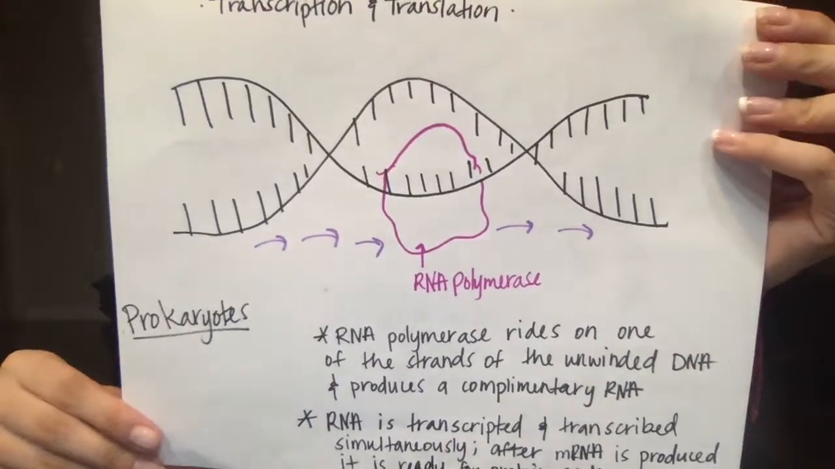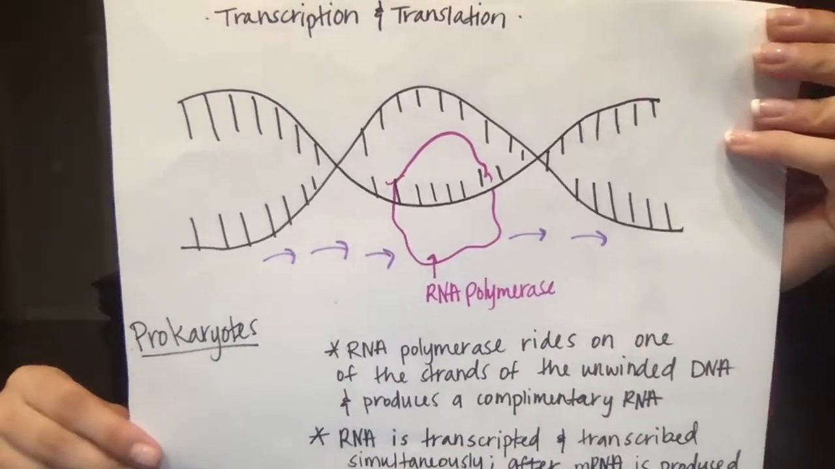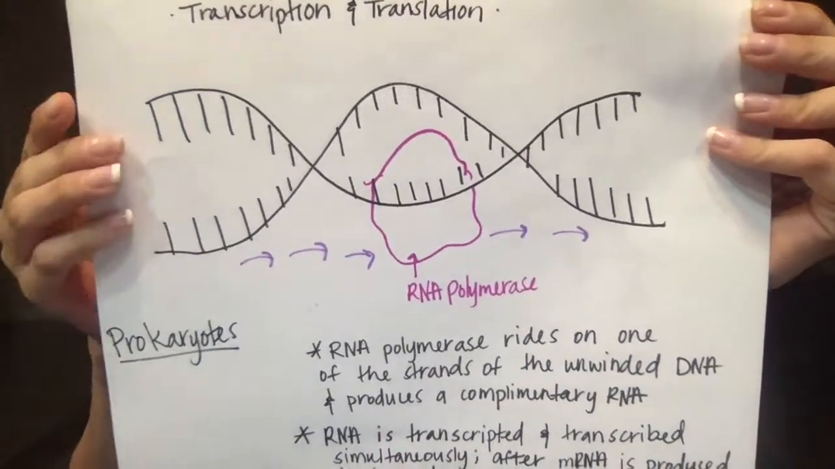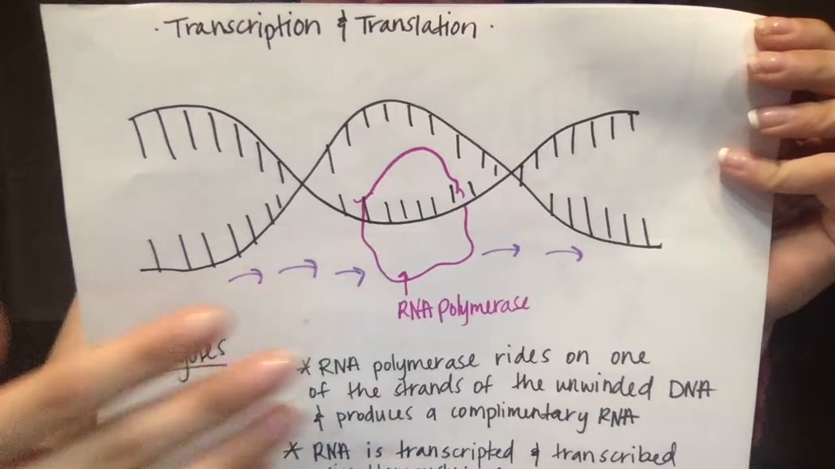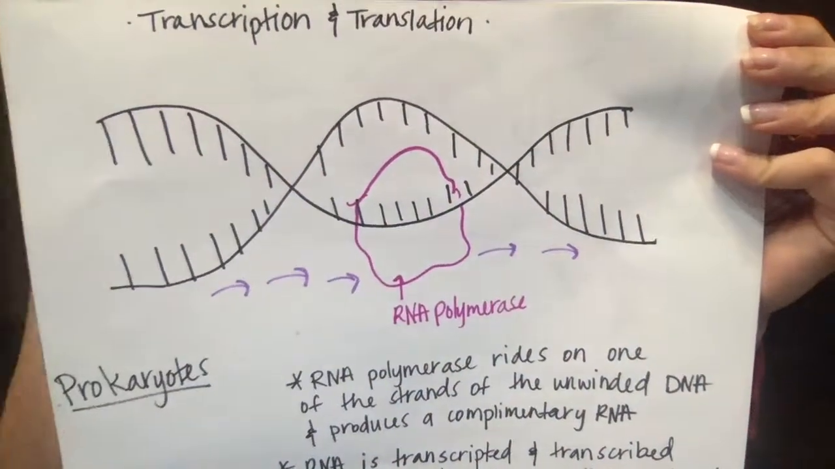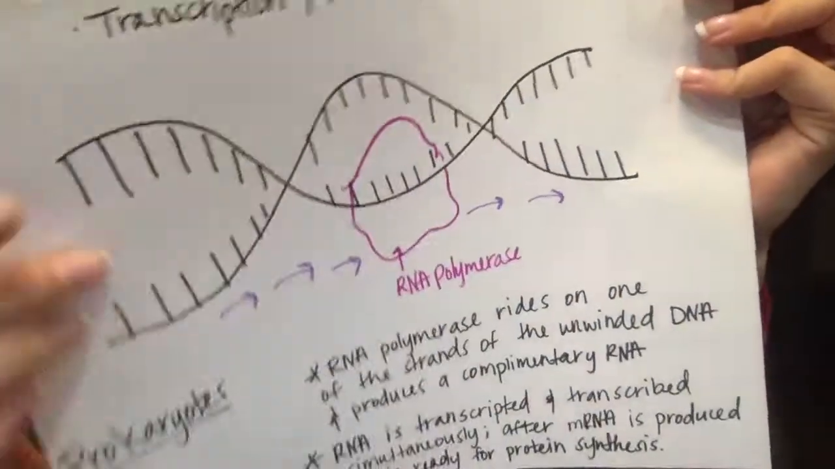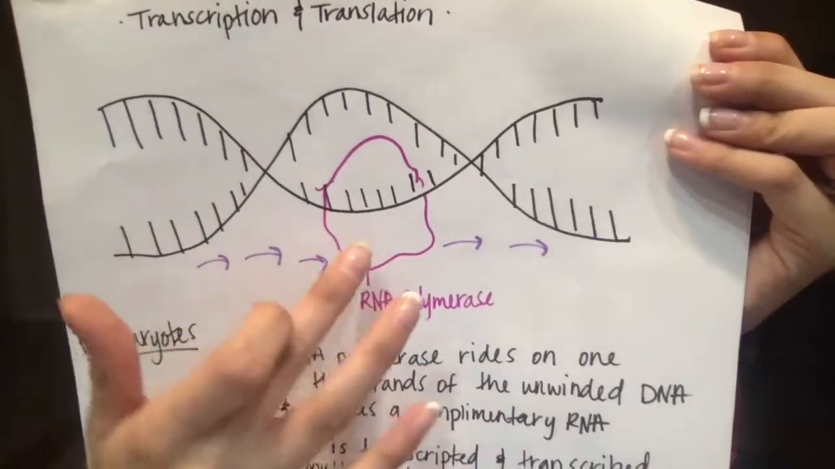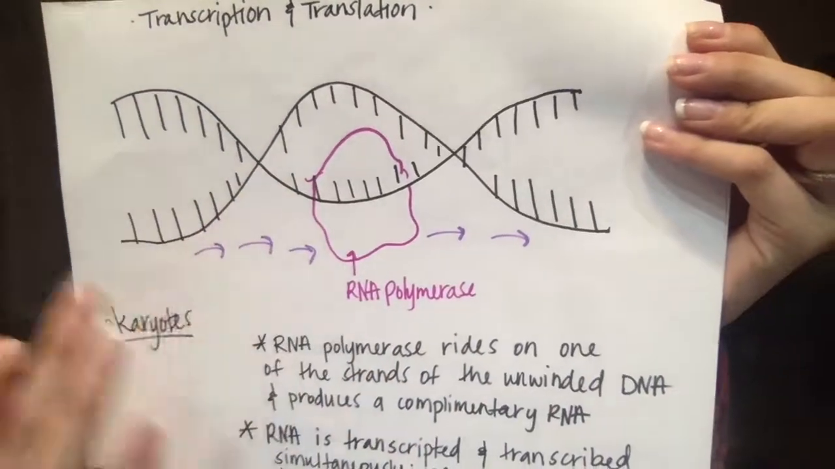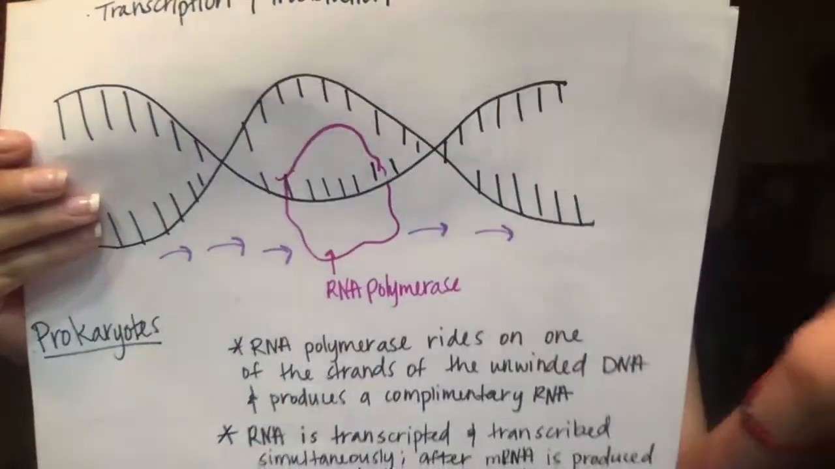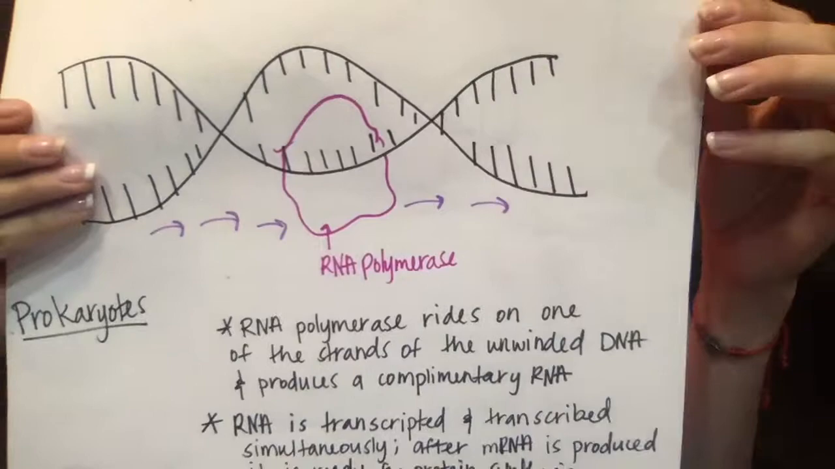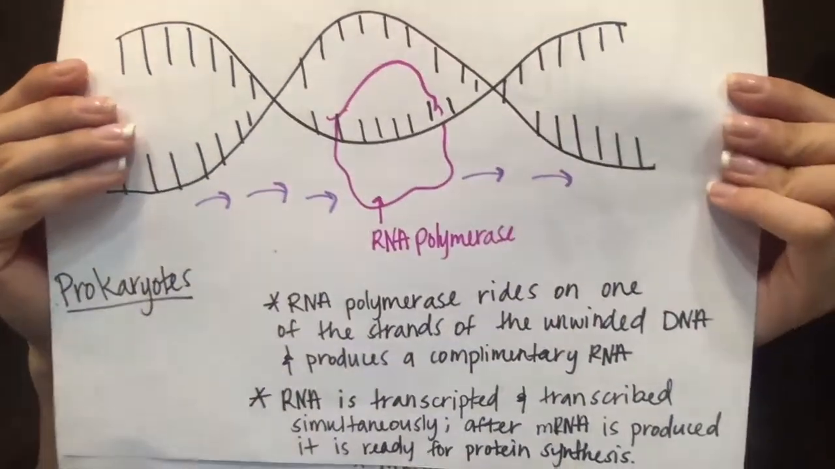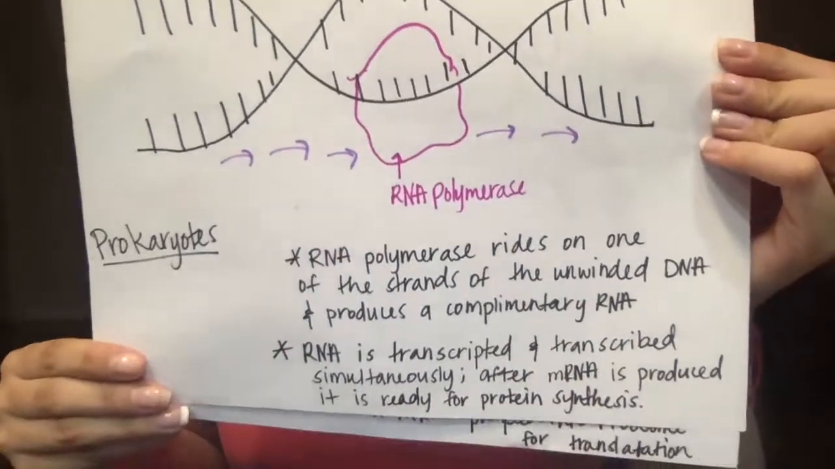Okay, so here we have transcription and translation in prokaryotes. What happens during this process is that we have a double-stranded DNA that is unwound, and there is an RNA polymerase reading through one of the strands and making a complementary strand to that, which is the RNA. And in prokaryotes, as the RNA is transcribed, it is also being translated simultaneously.